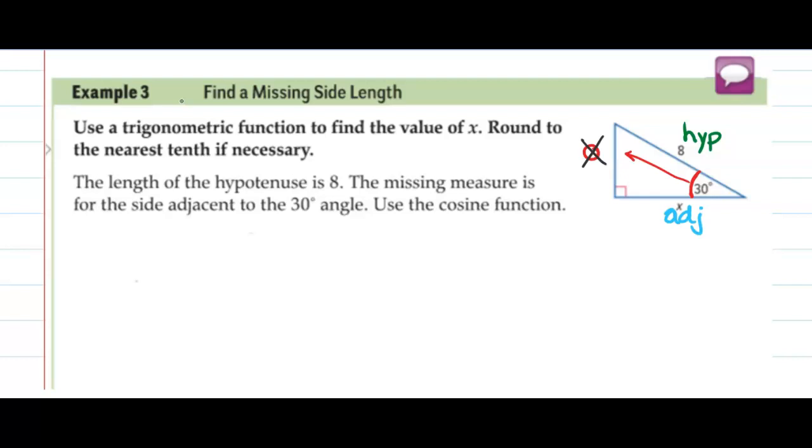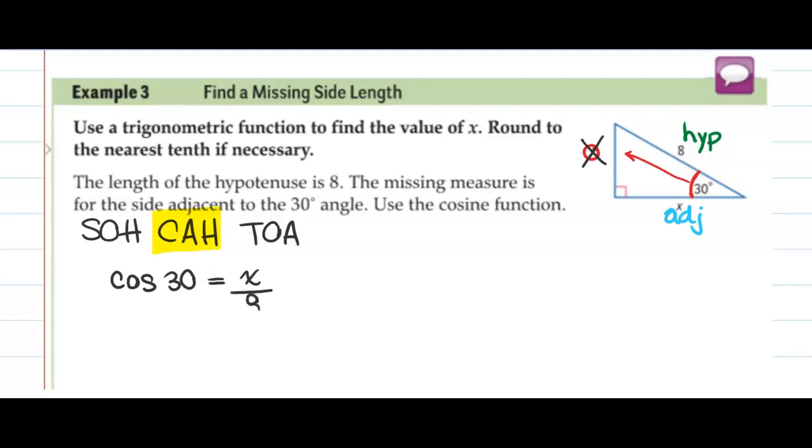Next, I'm trying to figure out what trig ratio relates H and A. If you need, write it out. SOHCAHTOA. H and A is best to use cosine. So we'll say that the cosine of 30 degrees is the adjacent over the hypotenuse. And then we'll solve by multiplying by 8 on both sides.